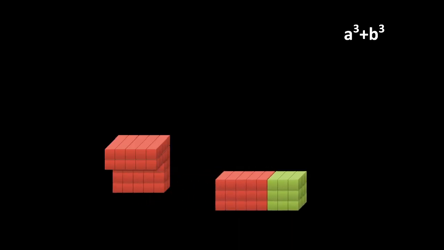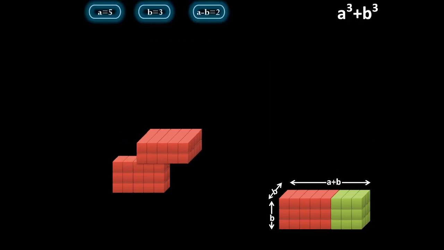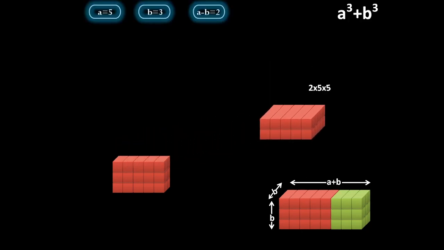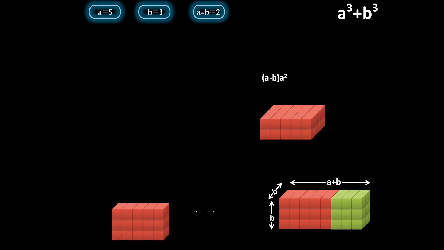On extracting a cuboid and rest of the shape, we divide it into two cuboids, and we know the volume for the cuboid. How to calculate? In first, 2 into 5 into 5. In second, 2 into 3 into 5. Shifting these to the variables a as 5, b as 3, and 2 as a minus b, we get this expression.